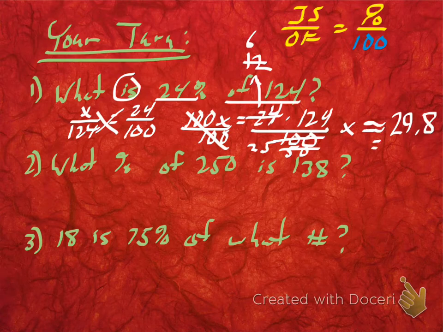Although actually, the actual answer was 29.76. So if we wanted to be exact, that was not much harder. We could have just put this down. So that's the exact equal. That's rounded to the nearest tenth.